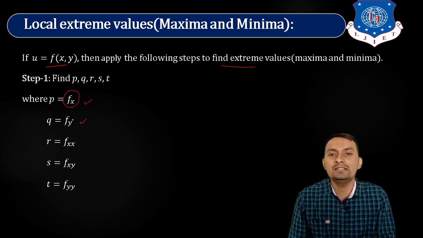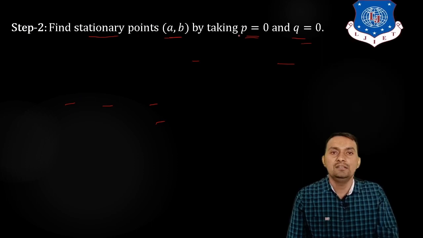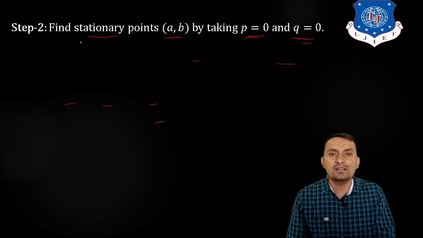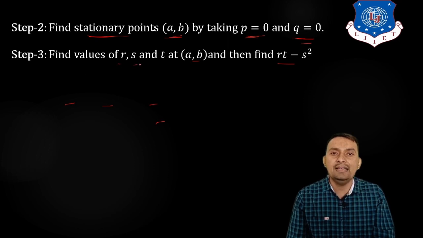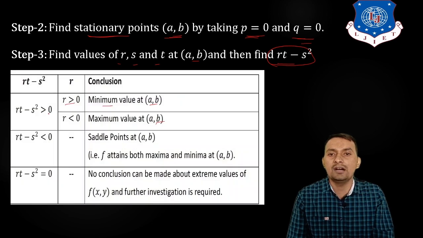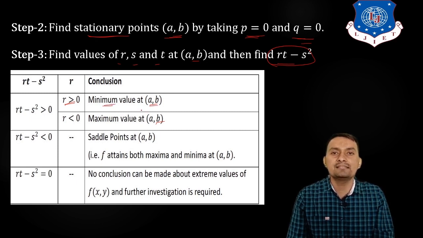Since you have already determined f sub x and f sub y, using these you can determine r, s and t. Then you have to take p equal to 0 and q equal to 0, and from these equations you can determine the stationary point, or critical point, a, b. At this point we will determine r, s and t, and after that we will check whether rt minus s square is positive or negative. If rt minus s square is positive and r is negative, we can say the function f has a maximum value at the particular point a, b.